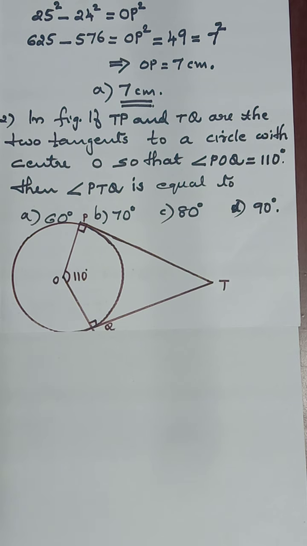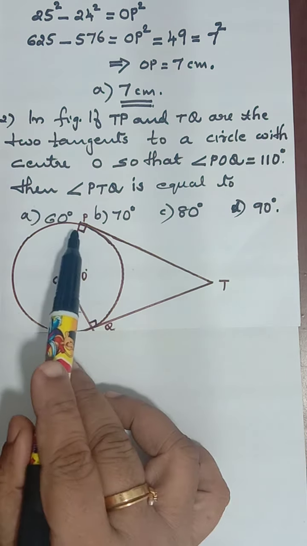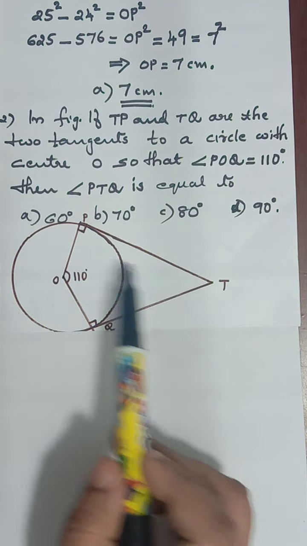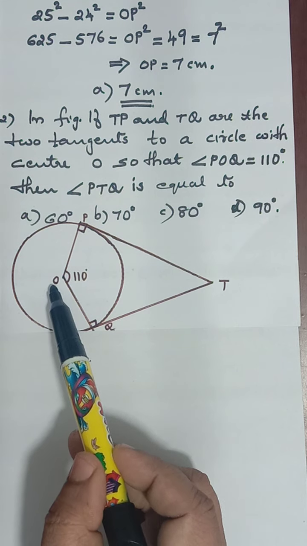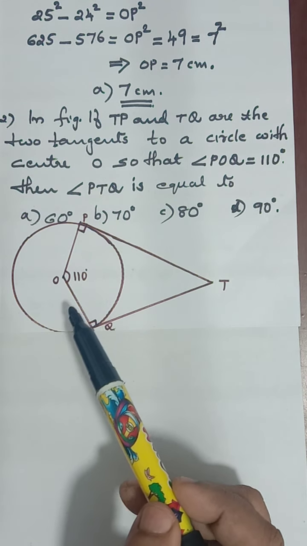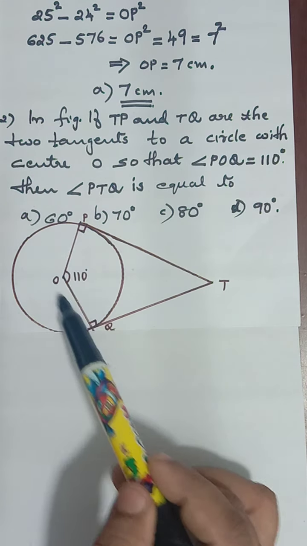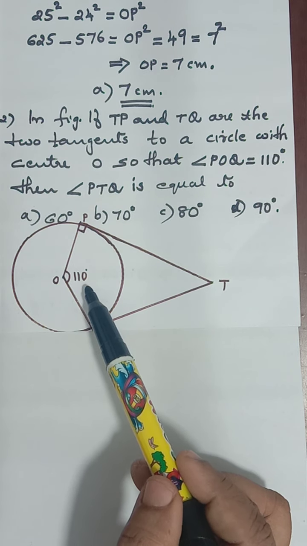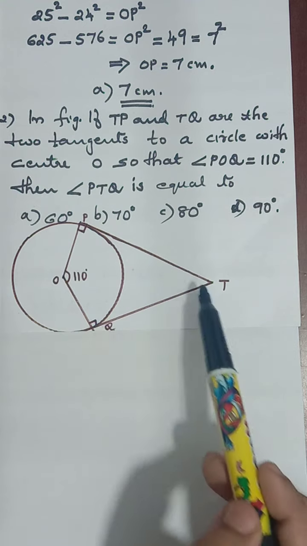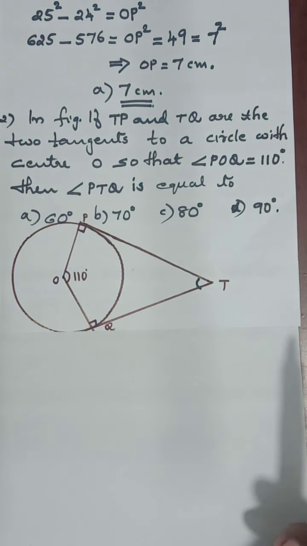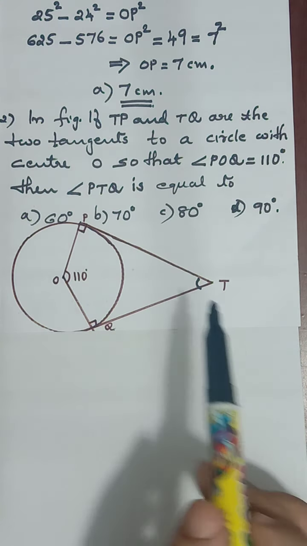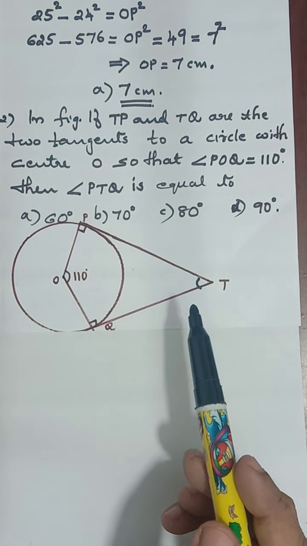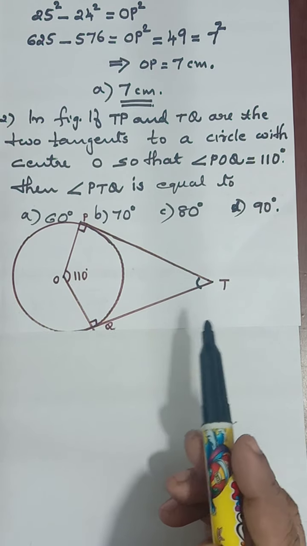Let us go through the second question. In the figure, TP and TQ are two tangents to a circle with center O, so that angle POQ is equal to 110 degree. Then we have to find out angle PTQ. How much is this equal to? This is an MCQ question. Options are here, you have to choose it.